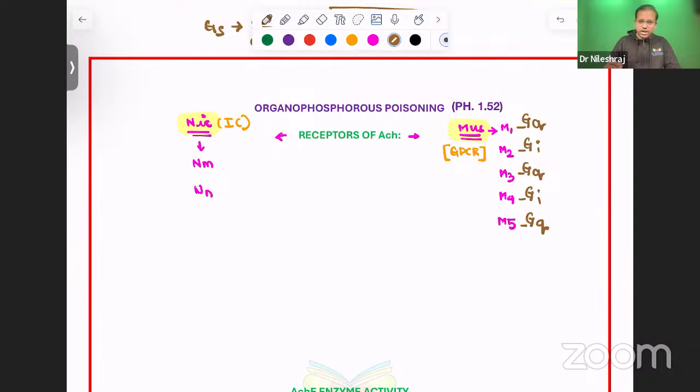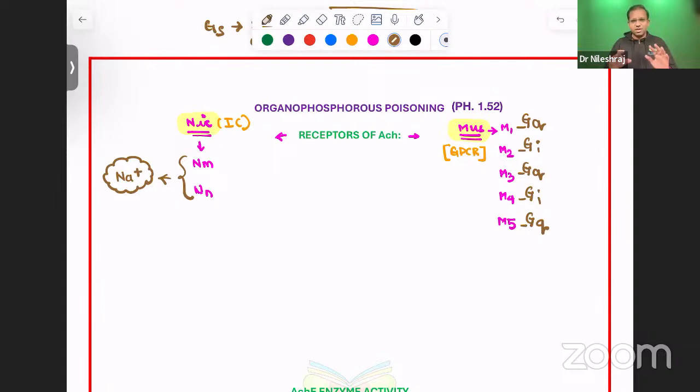Moving on to the nicotinic channels, as I've told, both NM and NN are ionic channels. Ionic channels means it is going to be taking control of the influx and efflux of certain ions. And here it is going to be taking control of the influx and efflux of sodium ions. It's not going to be controlling efflux because sodium is mostly an extracellular ion, which you have discussed in physiology itself. So sodium influx will be taken care of by the NM or NN receptors.